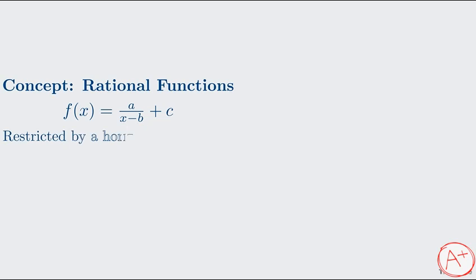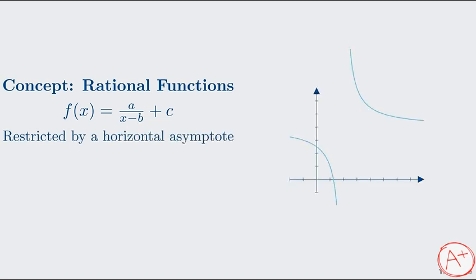Let's look at the concept of rational functions. For rational functions of the form f of x equals a over x minus b plus c, the range is restricted by a horizontal asymptote. As x becomes extremely large or extremely small, the fraction part of the function approaches 0. This means the function value gets closer and closer to c, but never actually reaches it.